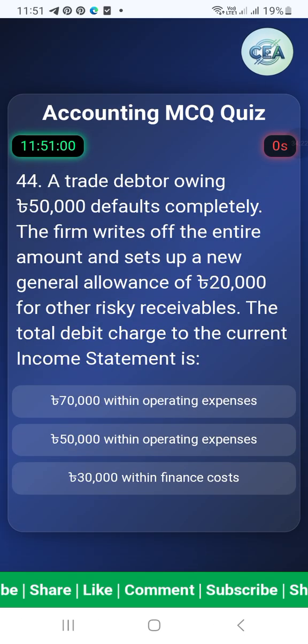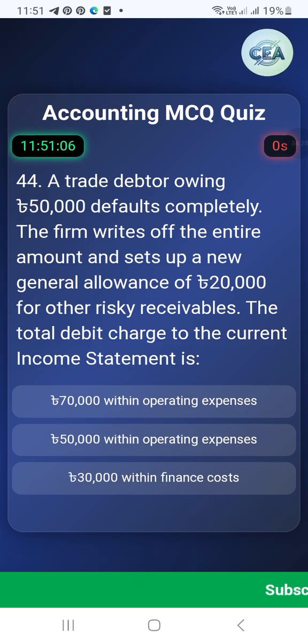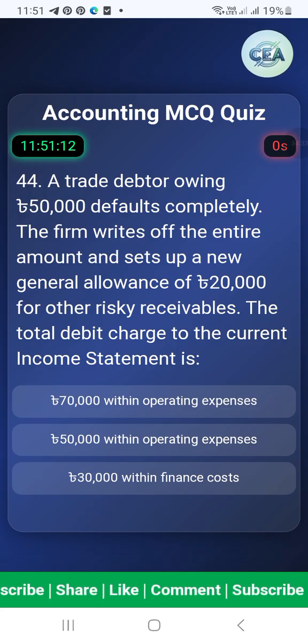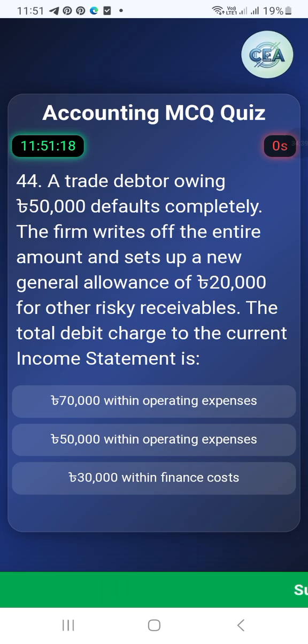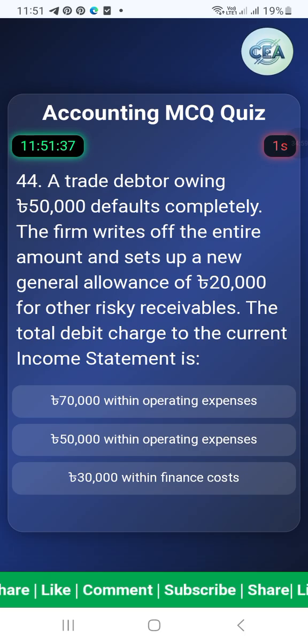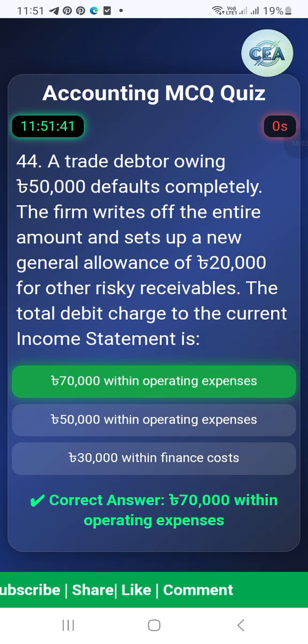44. A trade debtor owing 50,000 takas defaults completely. The firm writes off the entire amount and sets up a new general allowance of 20,000 takas for other risky receivables. The total debit charge to the current income statement is: Option 1. 70,000 takas within operating expenses. Option 2. 50,000 takas within operating expenses. Option 3. 30,000 takas within finance costs. Correct answer is 70,000 takas within operating expenses.